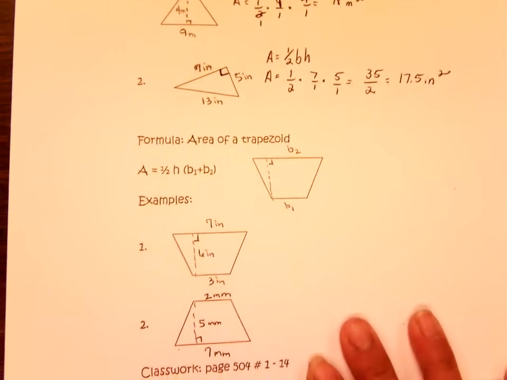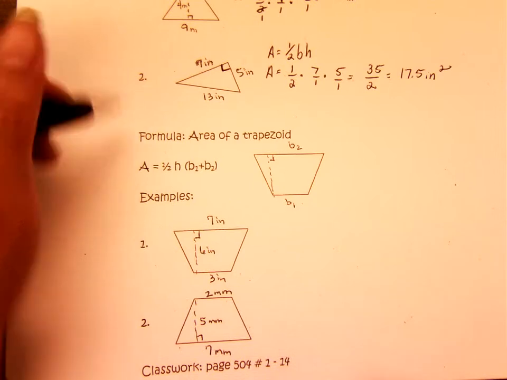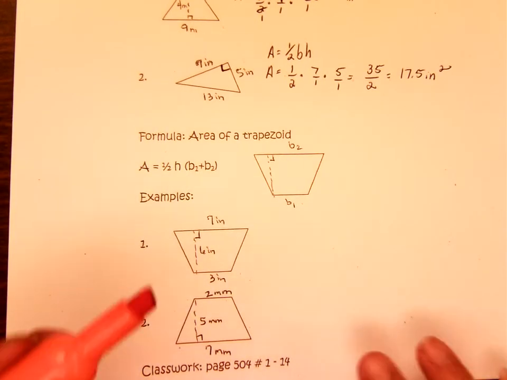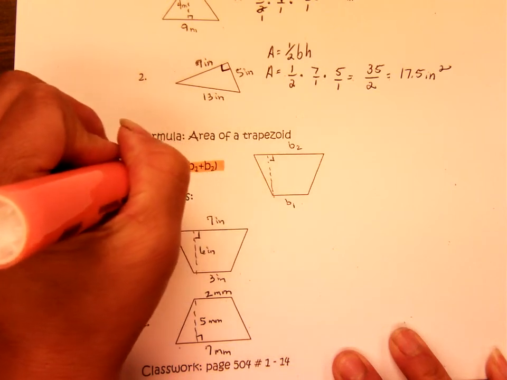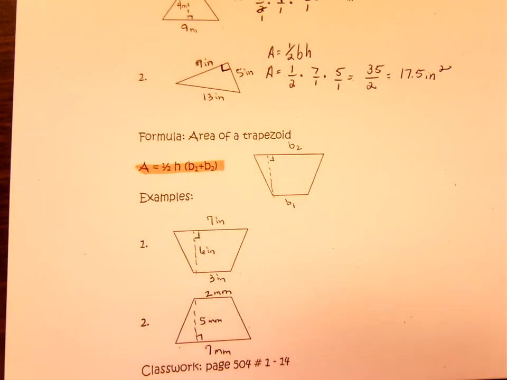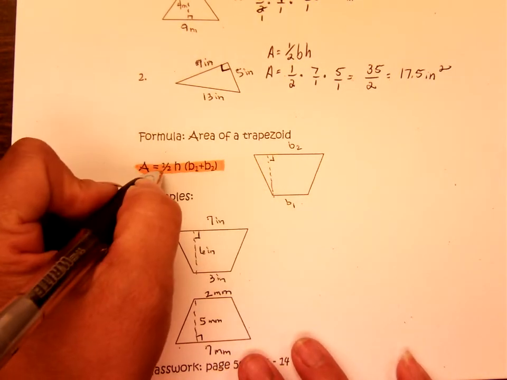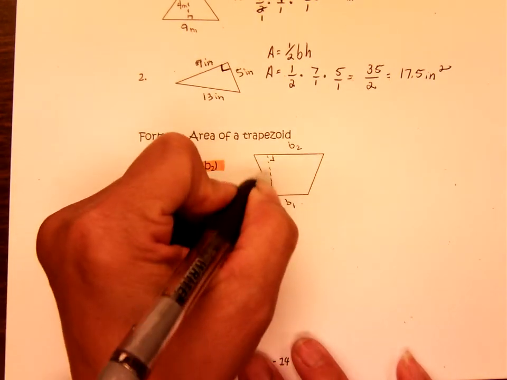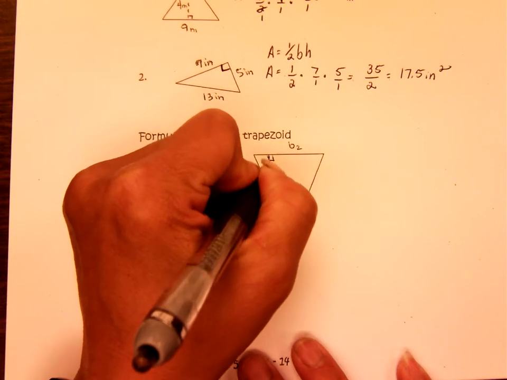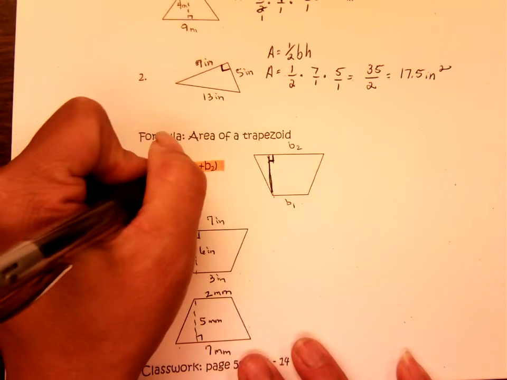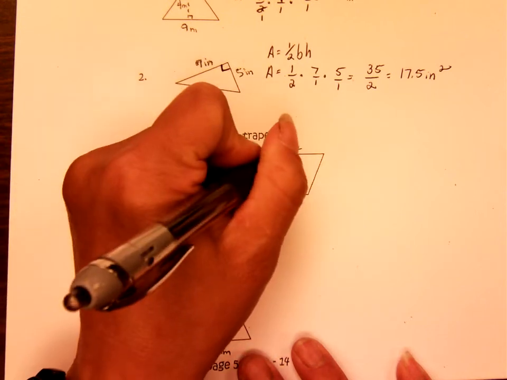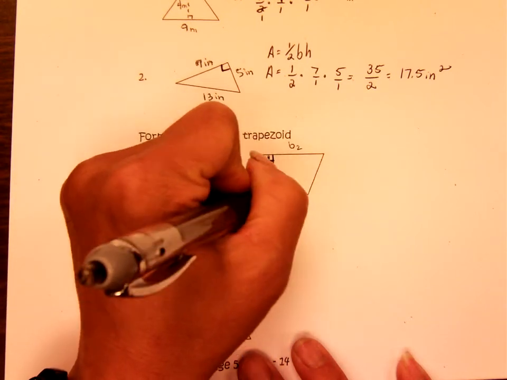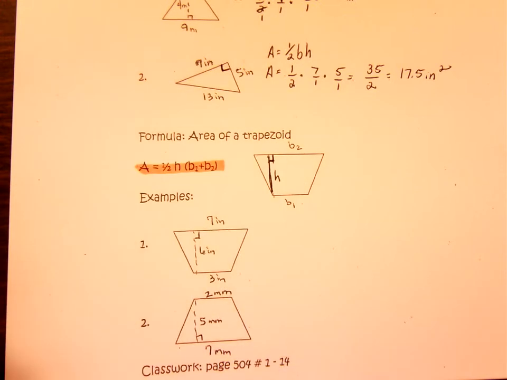Right, here's another formula, area of a trapezoid. Area is equal to 1/2 H, which is 1/2 height, times B, base 1 plus base 2. You need to memorize that. So here's 1/2 height. Remember, it's vertical, straight up and down with the right angle. That is your height, and base 1 plus base 2. Base 1 is usually your smaller one. Base 2 is usually the bigger one.